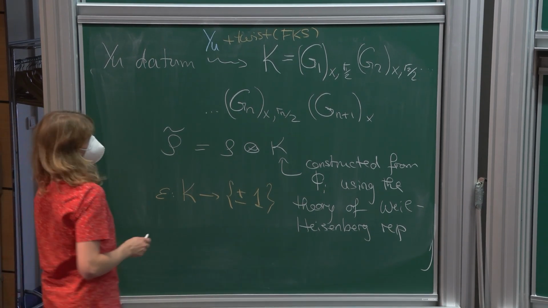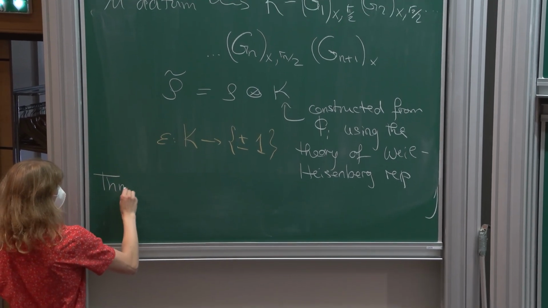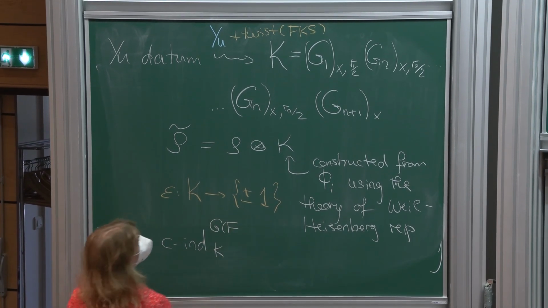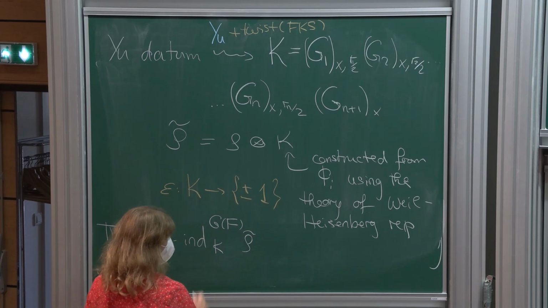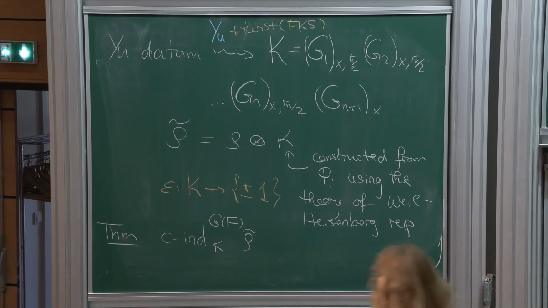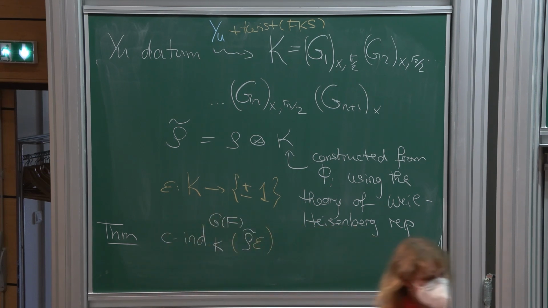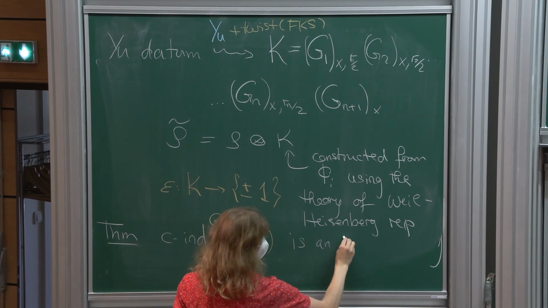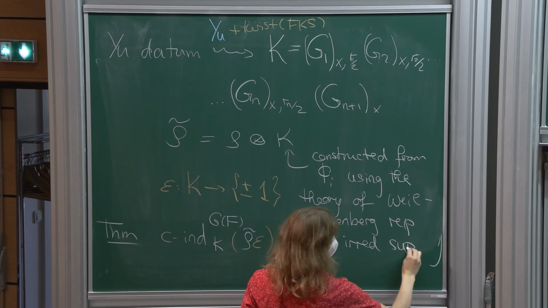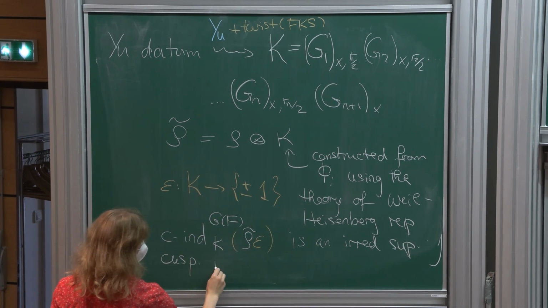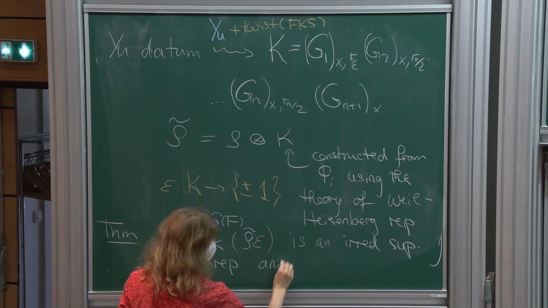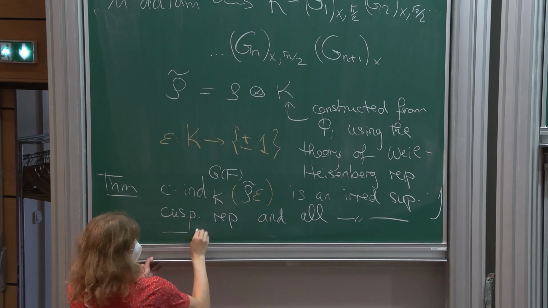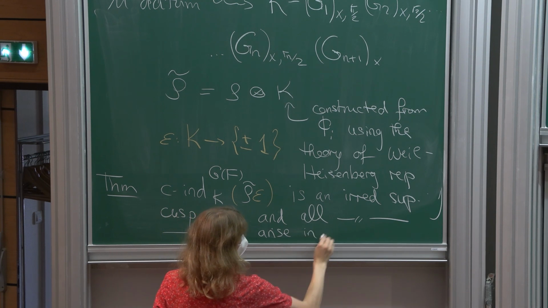And then the claim is then theorem, the compact induction from K to G of rho tilde, or if you like, also twisted with epsilon, if you want to include the twist. But this statement holds also without the epsilon, is an irreducible supercuspidal representation. And under our assumptions, all irreducible supercuspidal representations arise in this way.